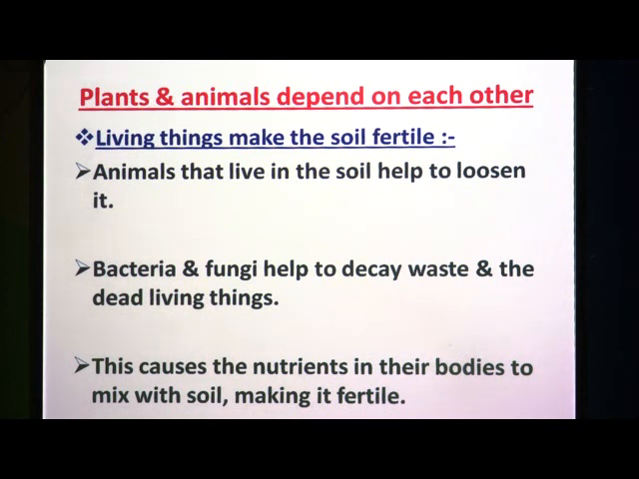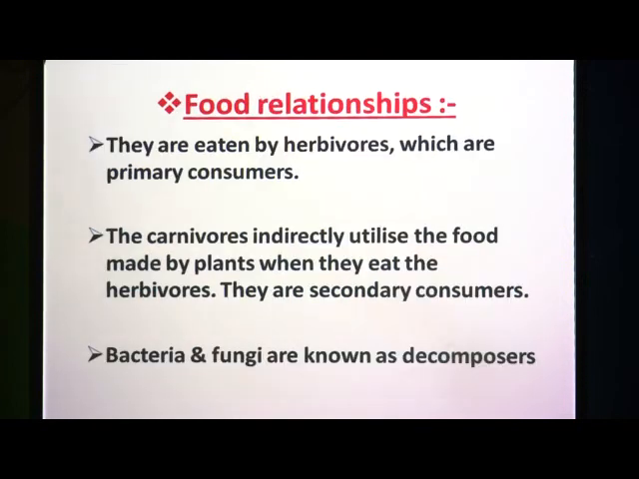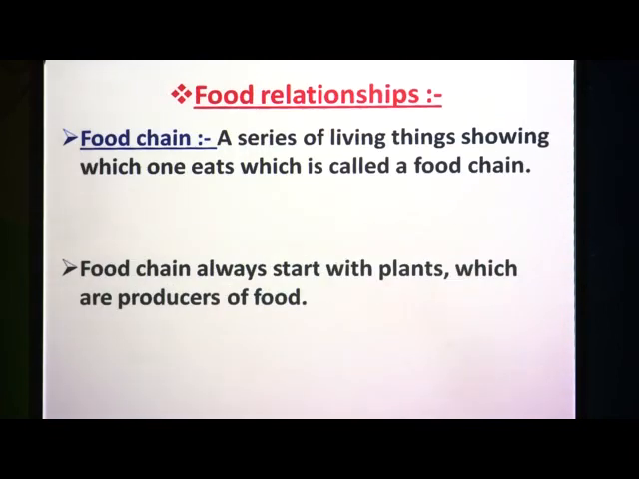So, in the last point of the topic we have to study about the food relationship. If you have the book in front of you, you can open page number 52. There you can see the food cycle or the food relationship in nature through the picture. So, see what is meant by interdependence or food relationship.